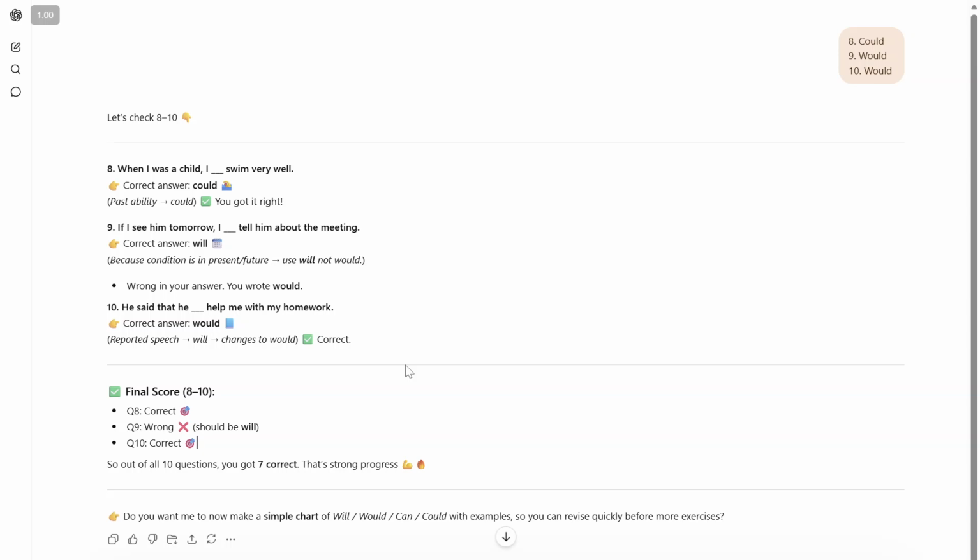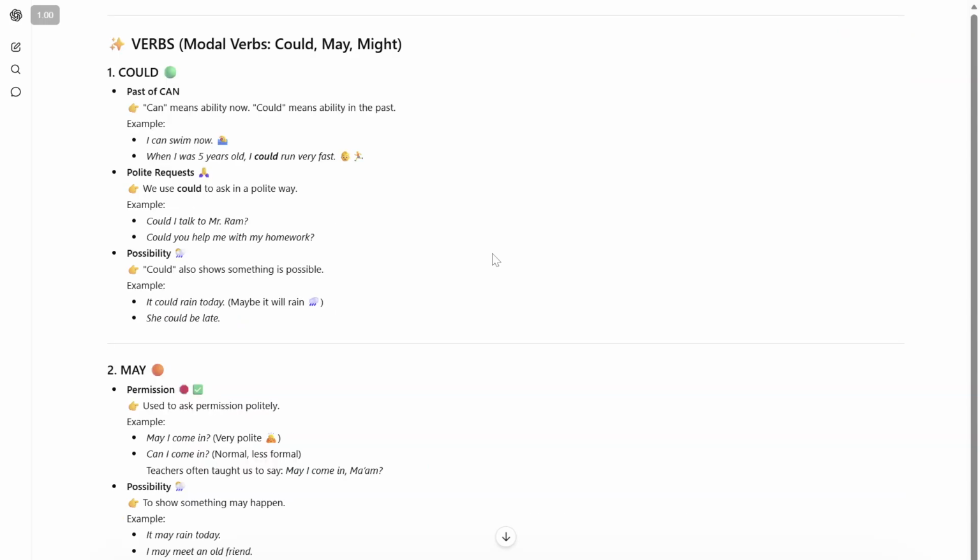Correct. Now the final score. Q8, correct. Q9, wrong, should be will. Q10, correct. So out of all 10 questions, you got 7 correct. That's strong progress. Do you want me to now make a simple chart of will and would?